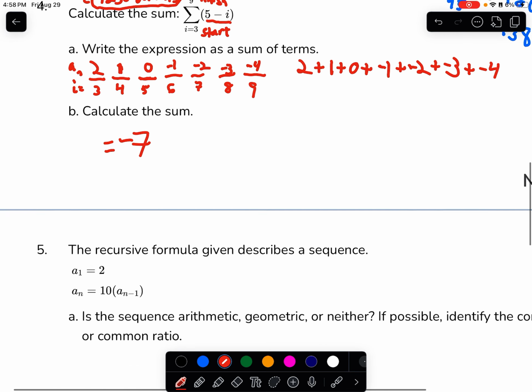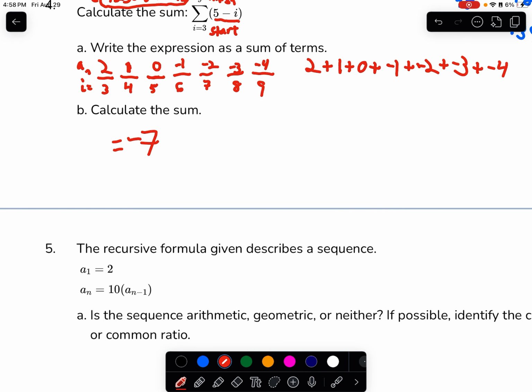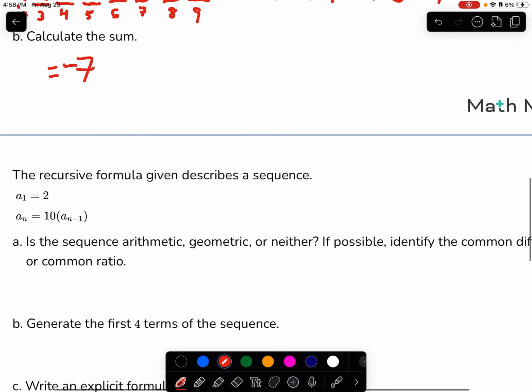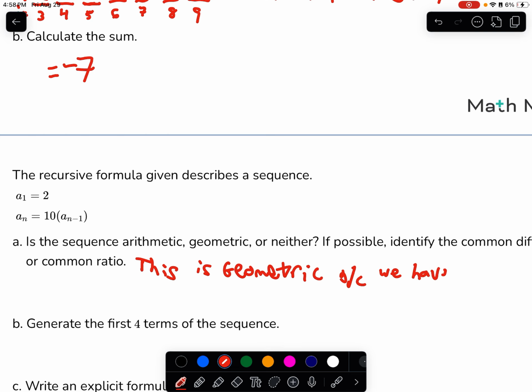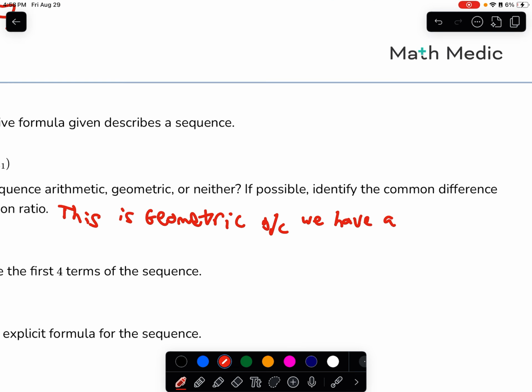On number 5, the recursive formula given describes a sequence. So a sub 1 is 2, a sub n is 10 times a sub n minus 1. Is the sequence arithmetic, geometric, or neither? This is geometric, because we have a common ratio.